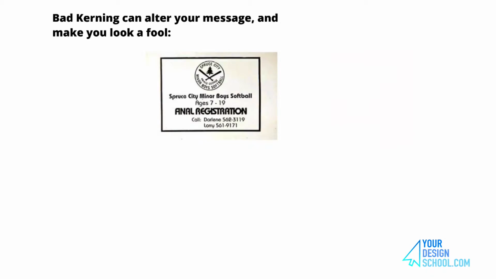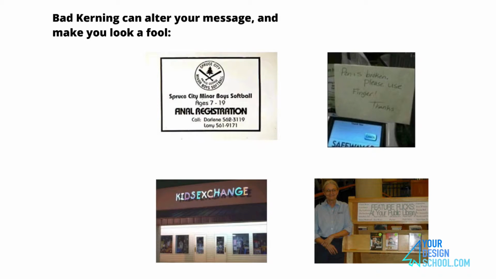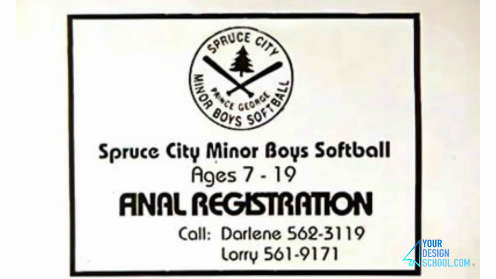Look at some of these. We're going to have a look at some, and these have cost people money. They've gone to print. It's made them look stupid, and it's on the internet. So let's have a look at Spruce City Minor Boys Softball. What is the registration for? That is final registration, but the kerning between the F and the I makes it look much more sinister.